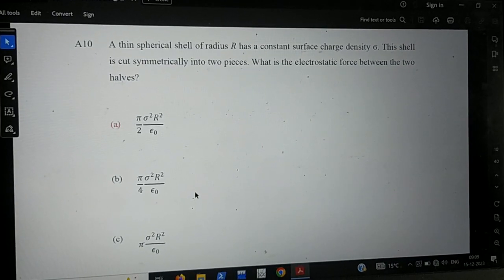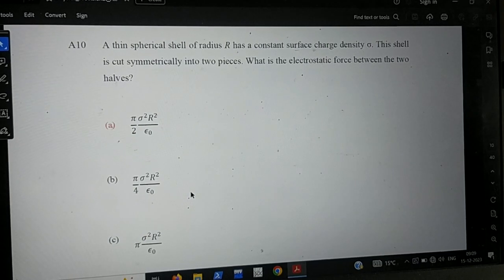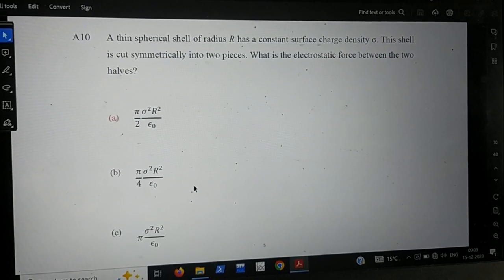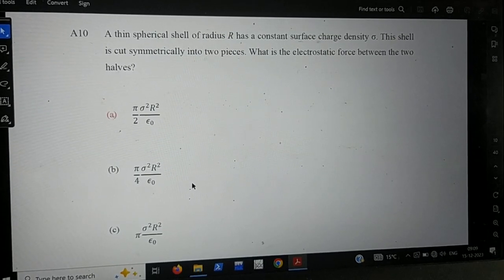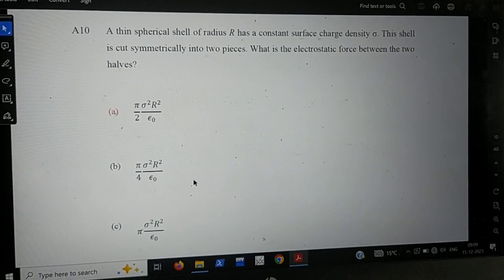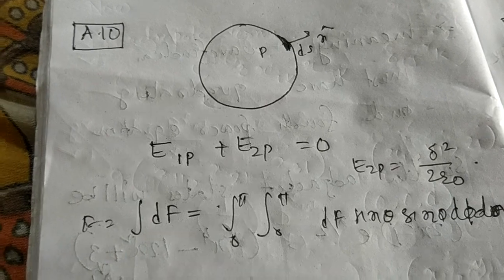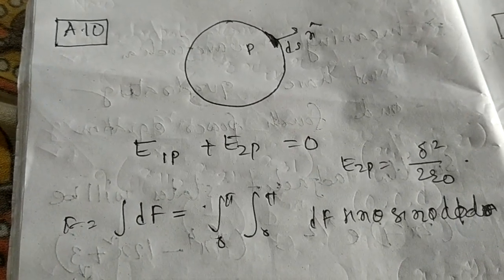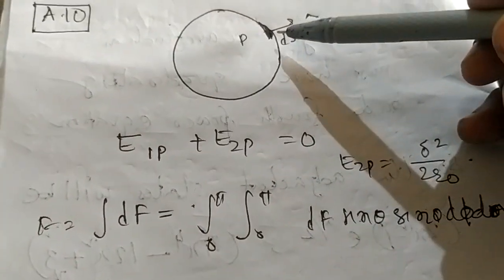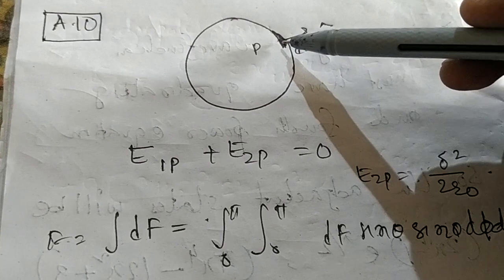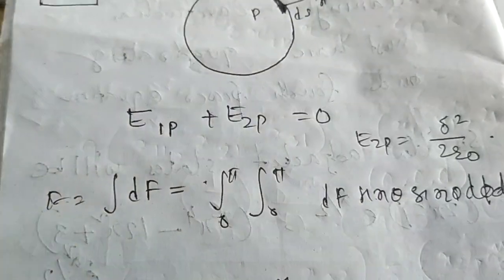A thin spherical shell of radius r has a constant surface density sigma. This shell is cut symmetrically into 2 pieces. What is the electrostatic force between the 2 halves? For this, you just need to find out the force per unit area, or the electric field, acting on the small elementary area dS, which is located at point P.